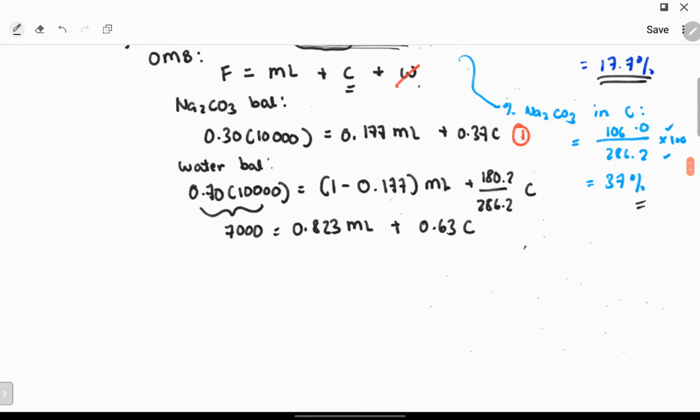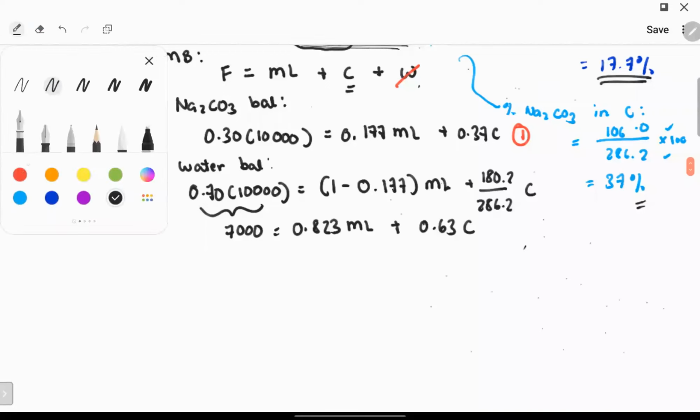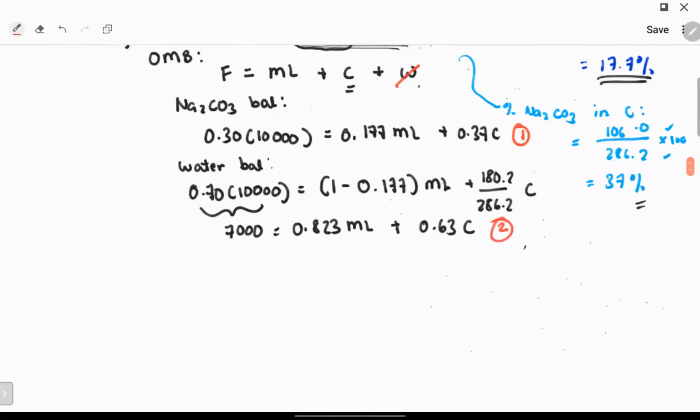Okay. So there, we have our second equation. O di yun na yun. You have two unknowns, ML and C. You have two equations, 1 and 2. All you have to do now is to solve these two equations simultaneously. All right, so solving 1 and 2, and of course I won't show you how it's done. So assuming alam nyo na yung paano gawin yan using your calculators. So solving this equation simultaneously, you will get the following.